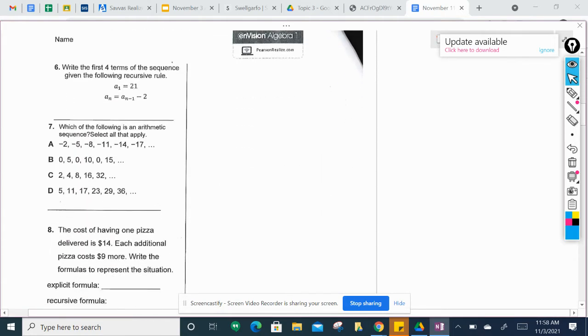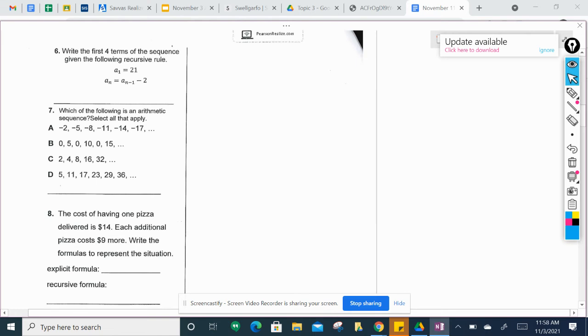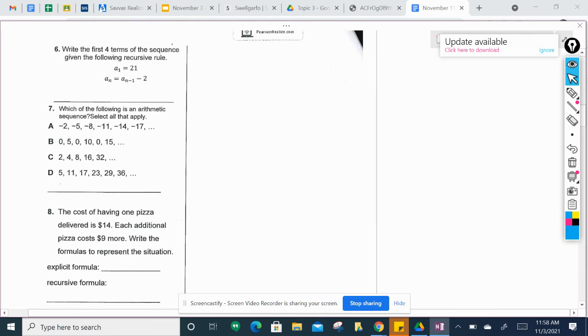Moving on to the next page, again, we're writing the first 4 terms of a sequence, but this time they're giving me a recursive rule. So a recursive rule always tells us where to start the equation. So that's my first term is 21. And then they say to find the next, take the previous term and subtract 2. So 21 minus 2 would give me 19. Then 19 minus 2 would give me 17. And then 17 minus 2 would give me 15. Since they just asked for 4 terms, that's where I'm stopping.